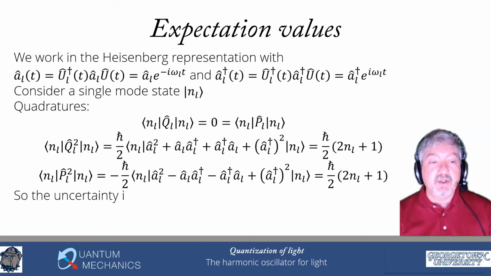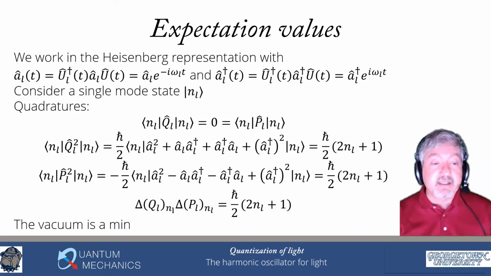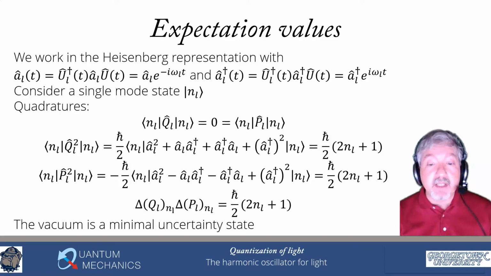And so we can now look at an uncertainty relationship. The fluctuations in the Q quadrature and the fluctuations in the P quadrature are equal to h bar over 2 times 2NL plus 1. You should recognize that as the same kinds of fluctuations as we had for position and momentum in a simple harmonic oscillator. And indeed, the vacuum is a minimal uncertainty state.